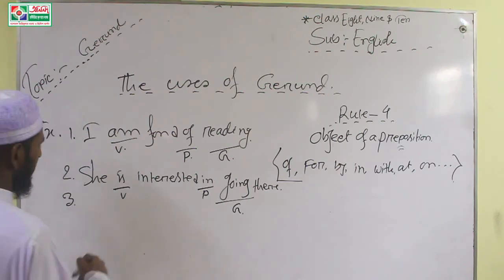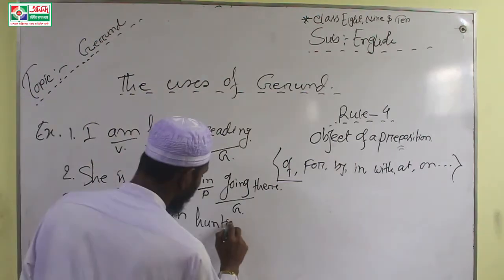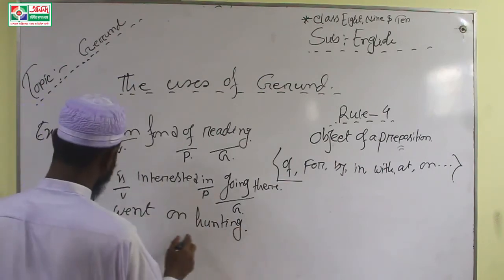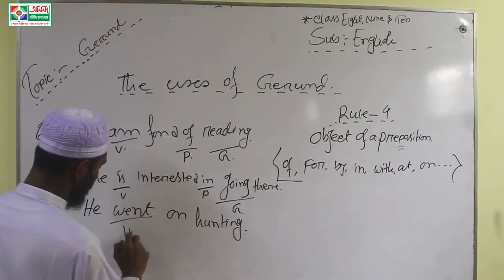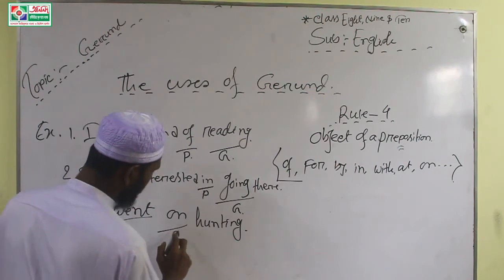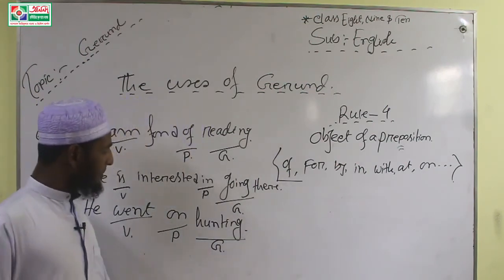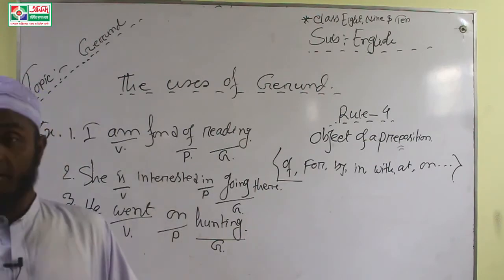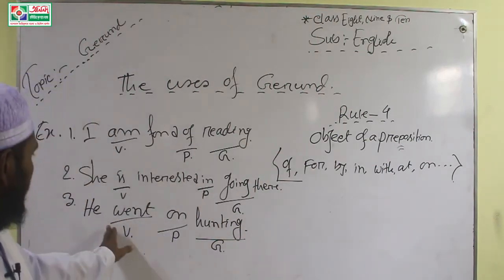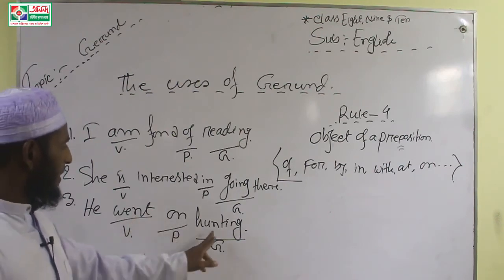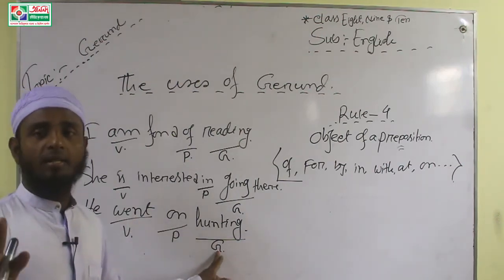And the last example, he went on hunting. Went is the verb, on is the preposition, and this is the object, that means gerund. He went on hunting. Went is the verb, on is the preposition, and hunting is the object, that means gerund.